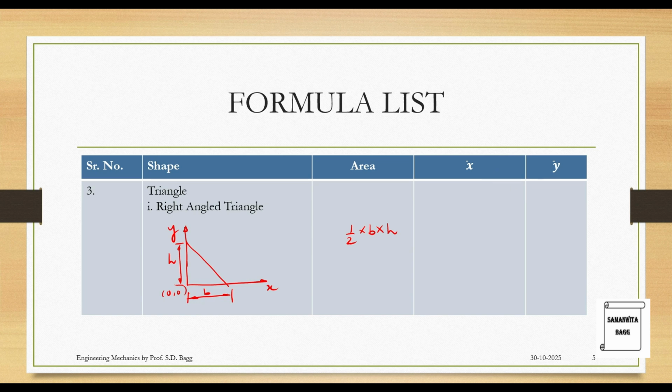For a right angle triangle, the area is going to be half into base into height. Then we have to calculate x bar, y bar. For that, please remember for a right angle triangle, the G is placed at 1/3 of this height and 1/3 of this base. So this is going to be your G x bar, y bar. So this distance, which is x bar, will be b by 3, and this height, which is y bar, will be h by 3.